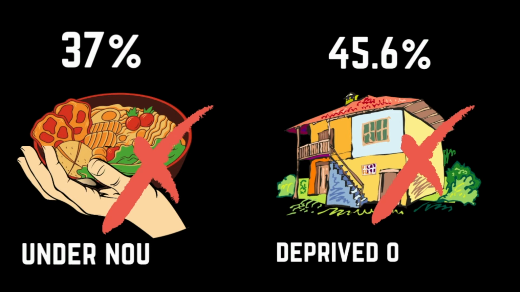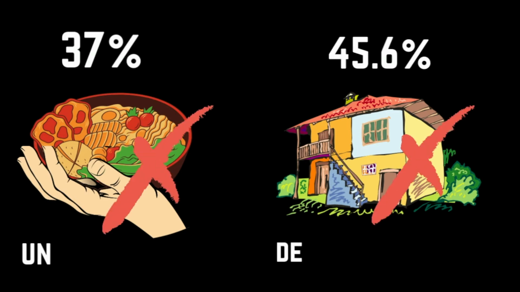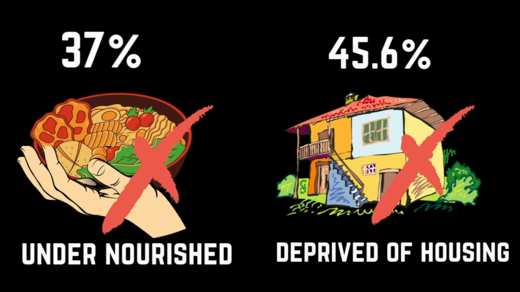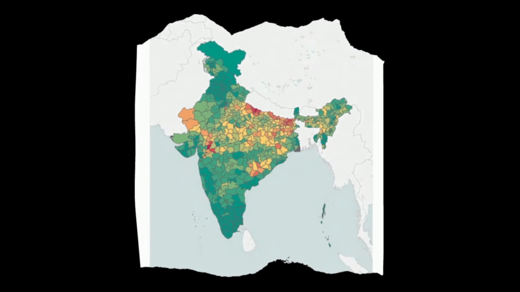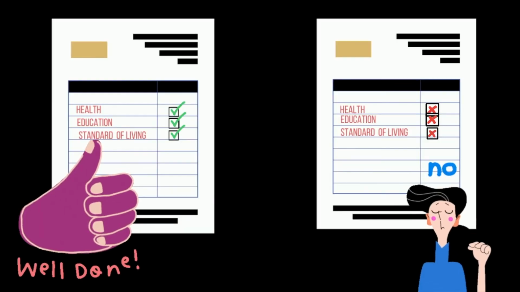This report also gives some worrisome data. 37% of Indians are undernourished, 45.6% are deprived of housing, and 52% are deprived of proper sanitation. But again, these trends are not seen throughout the country. While some states performed well, others barely tried.